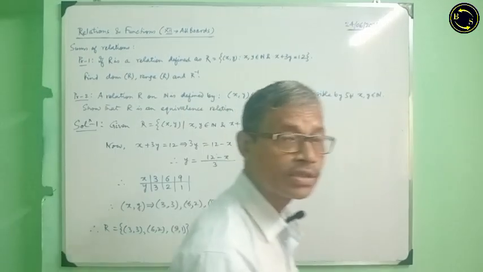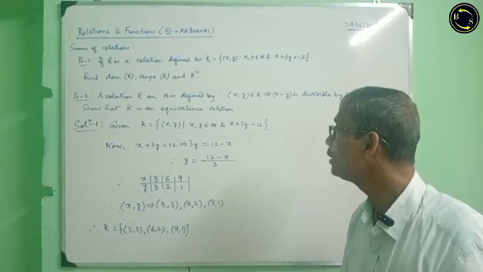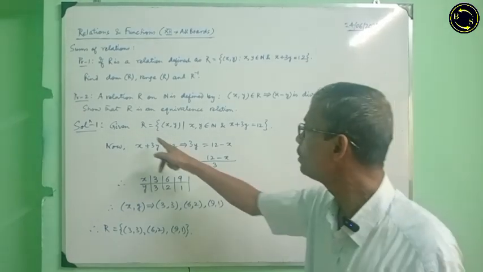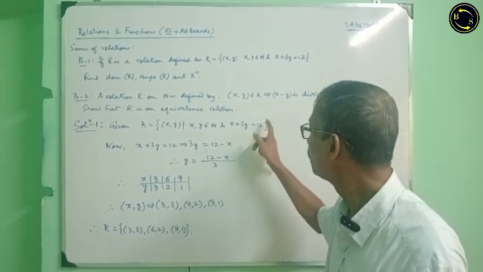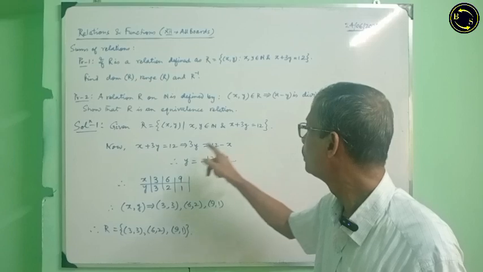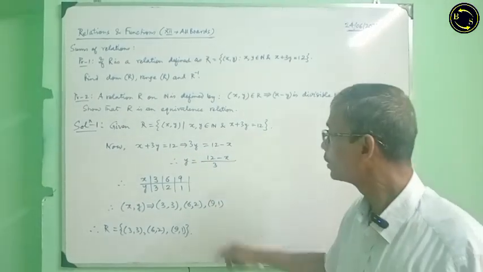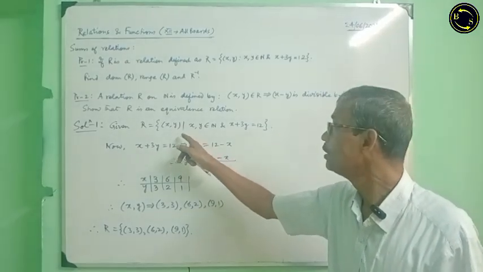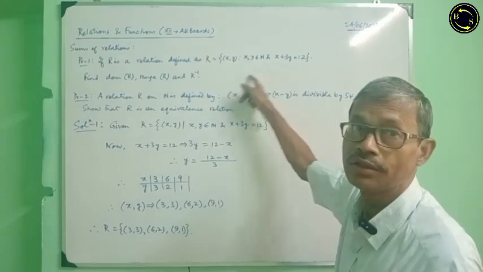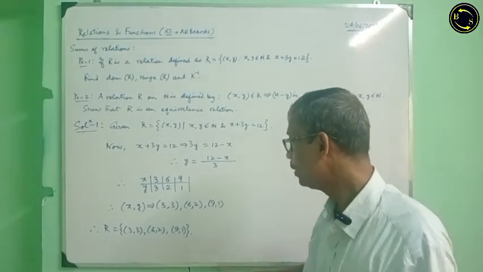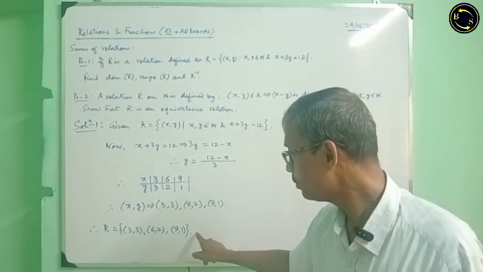Students, I suggest follow the steps what I am doing. First of all, you read the problem, try to understand, then the equation is taken first. From that we have expressed y in terms of x. Actually, we have to find the ordered pairs. Those will be satisfied by this one condition. Then after getting the ordered pairs, we have written the relation like this.